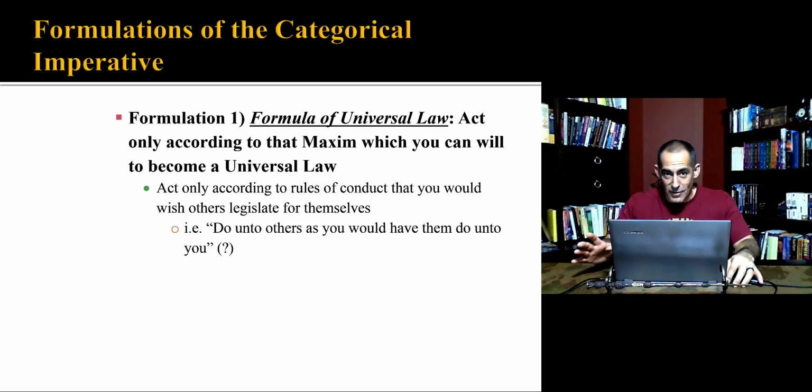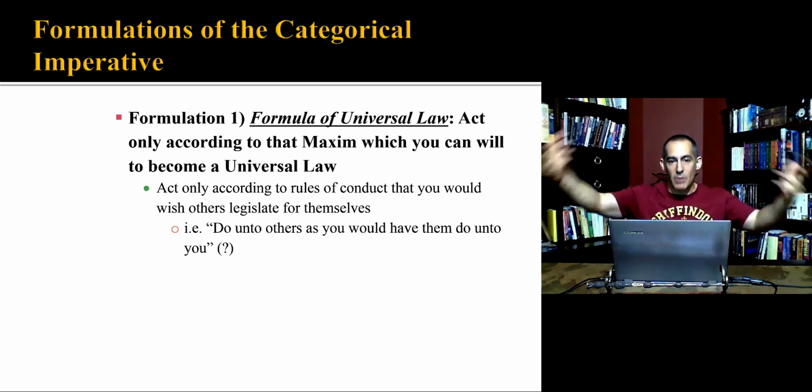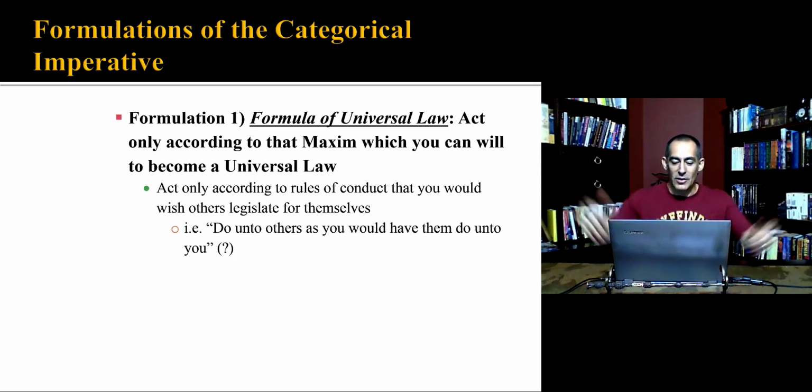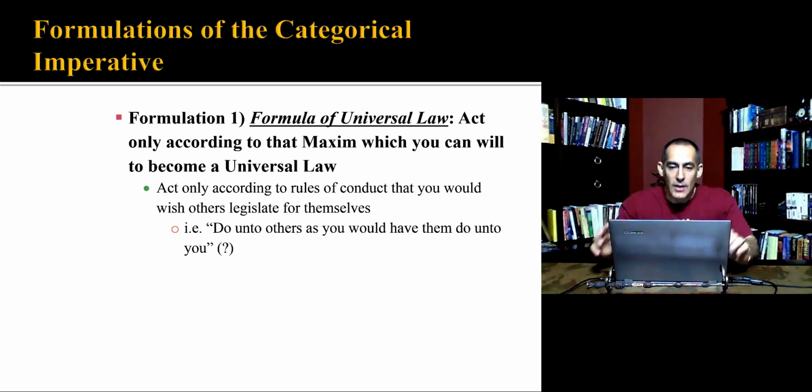But there's a question mark after it. So we're going to need to come back and talk about why that's in there. But for now, if you think about the formula of universal law, it does sound a little bit like the golden rule, the idea of acting only according to that maxim that you wish to be a universal law that everybody, again, would act according to. Do unto others as you would have everybody else do unto you.